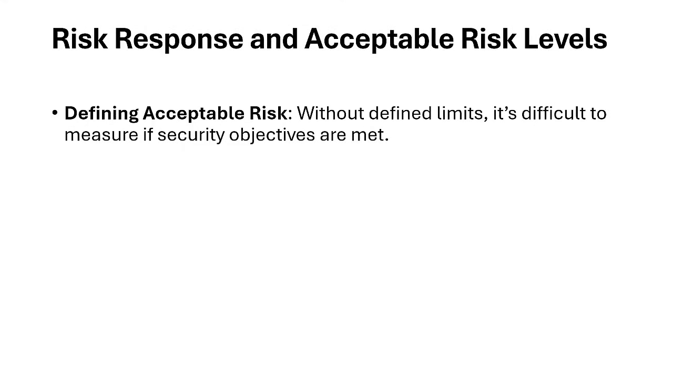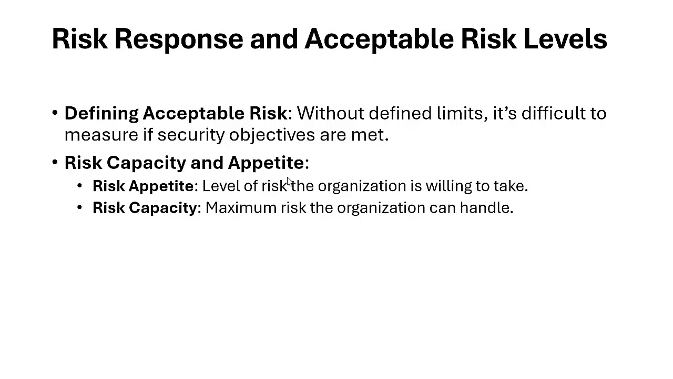So now we have a call to do risk response and define the acceptable risk level. Without defining a limit, it's difficult to measure if security objectives have been met. That is the reason we have to create appetite, capacity, and tolerance, so we have a boundary set. Risk appetite is the level of risk the organization is willing to take. Capacity is the maximum risk the organization can handle. There's a difference between appetite and capacity. Appetite is the level of risk that we can take, but maximum risk, we cannot go beyond that. That is called capacity. And the variation between them is called risk tolerance.